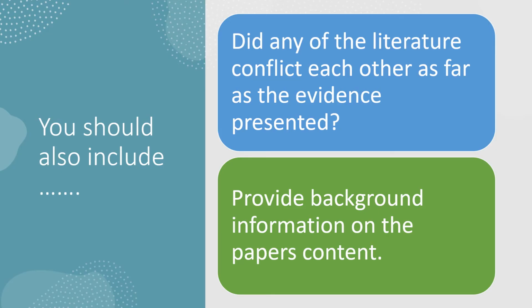Another piece of information that will help you before you actually write your literature review is to go through all the papers. If you've got 10 different peer-reviewed papers you're looking at, write down if there's any conflict between the literature. Did any of the literature conflict with each other? They've presented their evidence. Is there a common sort of agreement throughout each of these papers, or do they conflict with each other? You might want to write down a little bit of background information on each paper's overall content, so that you get your head around each of the papers that you are reviewing.